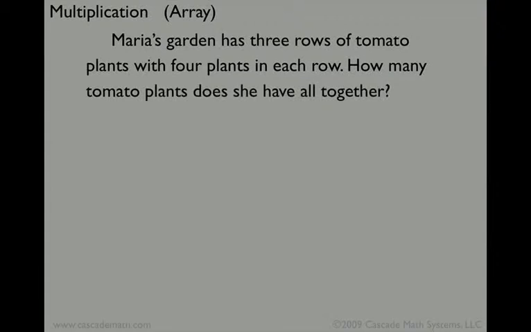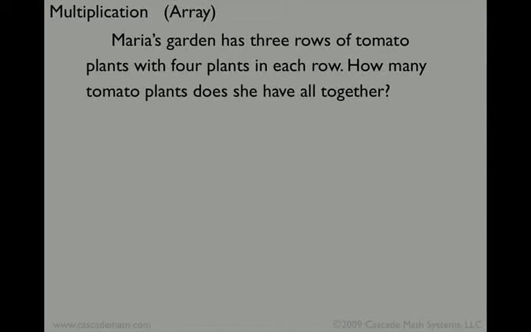Let's work another problem. This time I will start the problem and let you finish it. Remember to reset your trays. Maria made a small garden in her backyard. In the garden she has 3 rows of tomato plants with 4 plants in each row. How many tomato plants does she have all together?